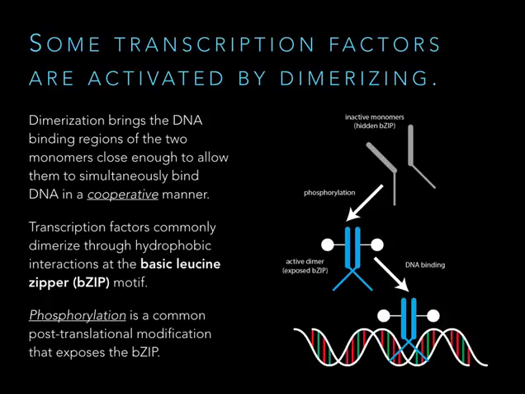And that's what we can see here. Here's some inactive transcription factors floating around. You can tell they're inactive because they're gray, of course. They only become active once they are phosphorylated. That exposes that basic leucine zipper. They dimerize, and now they have a much larger binding site. They can stably interact with the DNA.